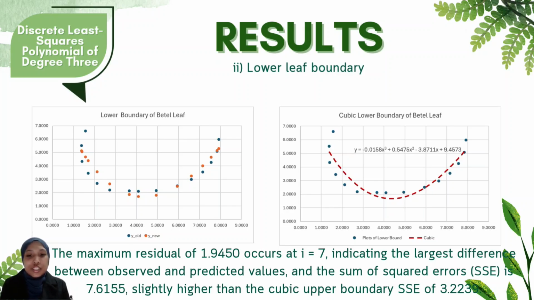Most predicted points align closely with the observed data, showing minimal deviation across the boundary. Overall, the cubic line captures the curvature of the leaf boundary more accurately than both the linear and quadratic fits, with only minor deviation near the peak and also the edge.